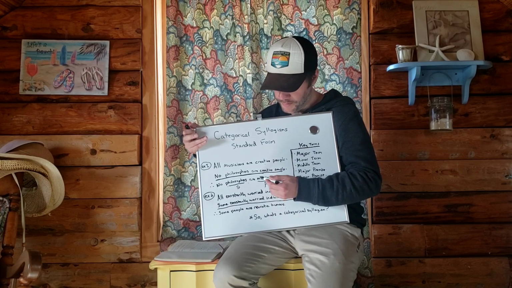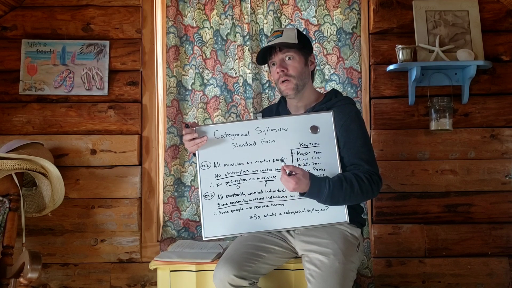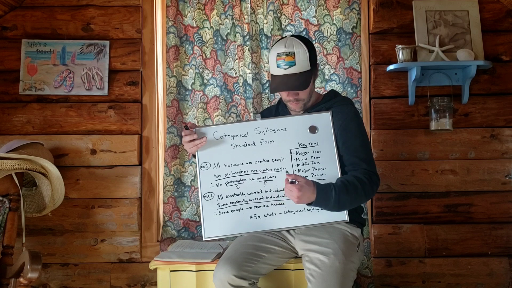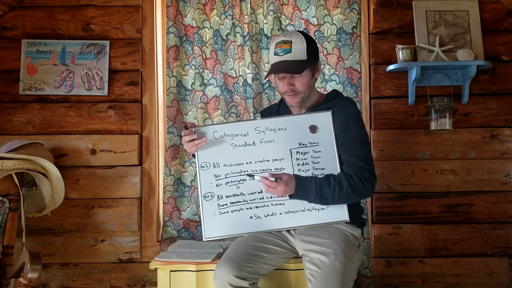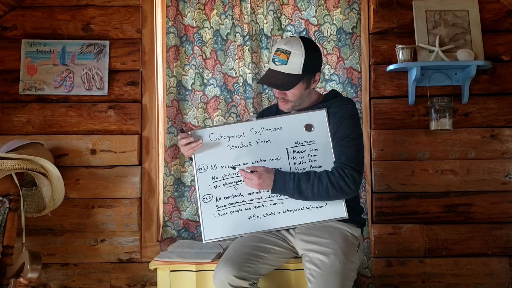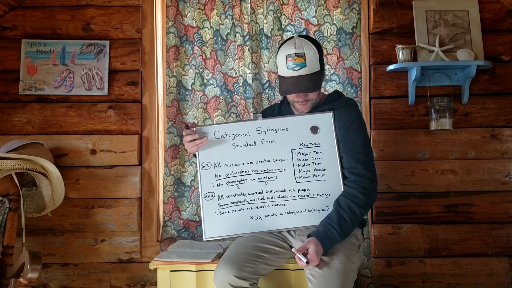There it is. So the major term of this one would be musicians. The minor term is always the subject of the conclusion, which would be philosophers. Now we see them repeated here: philosophers here is the minor term, and musicians right there is the major term.